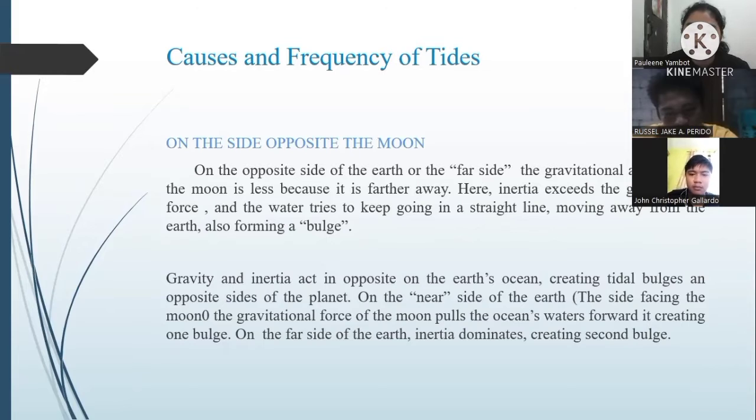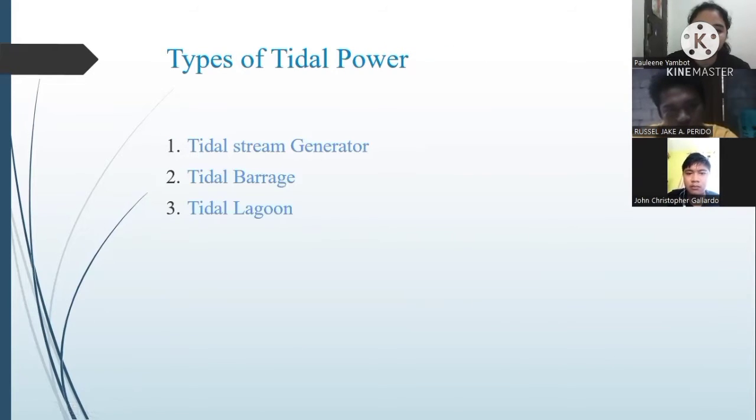On the near side of the Earth, the side facing the moon, the gravitational force of the moon pulls the ocean water forwards, creating one bulge. On the far side of the Earth, inertia dominates, creating a second bulge. Next yung types of tidal power. Next.